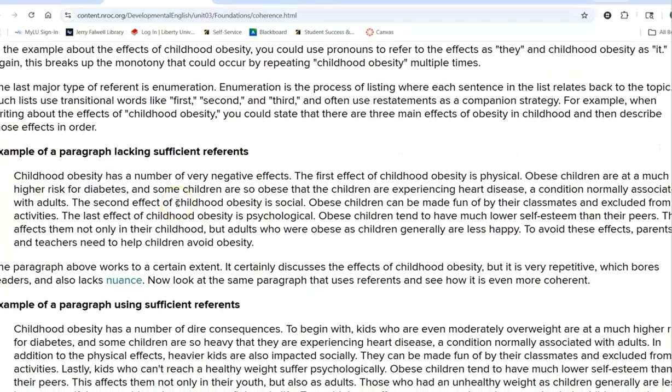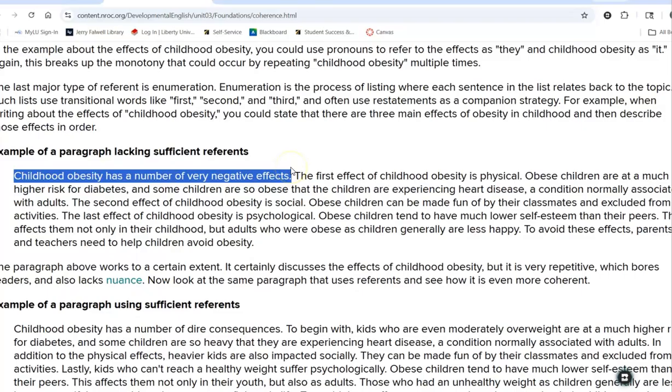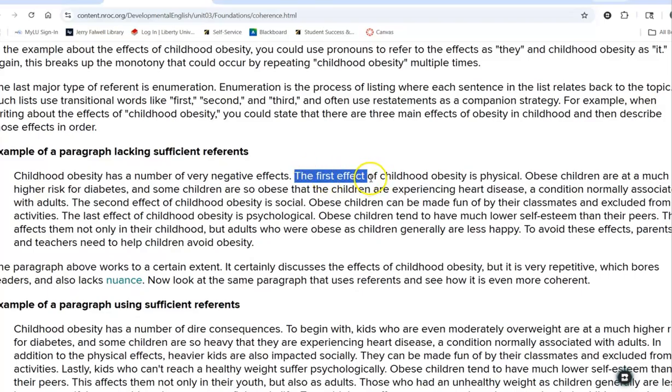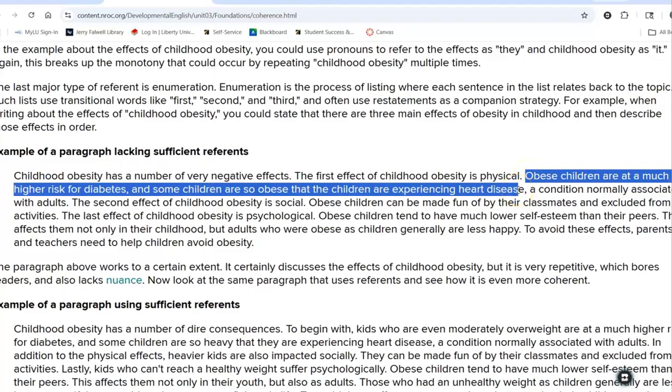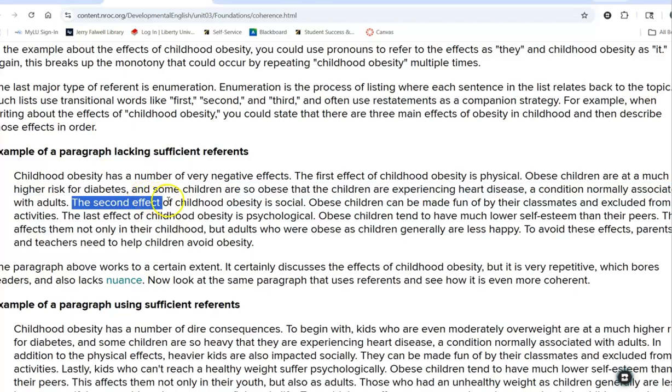But let me show you what I mean by using this paragraph here. This starts off by saying childhood obesity has a number of very negative effects. By the way, that's the main idea, right? And then they're going to give examples. And so the first effect, now notice that this is creating coherence because we're told that we have a number of negative effects. And so we're told, oh, I'm going to identify the first one. The first one is this. And then it gives more details about obese children. The second effect is given, and then it gives more details.